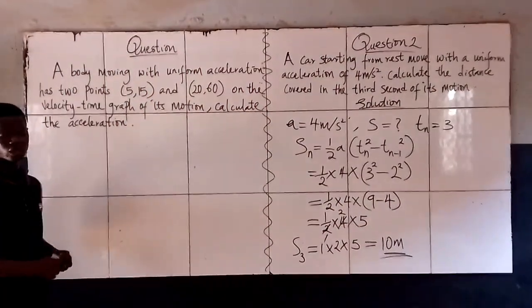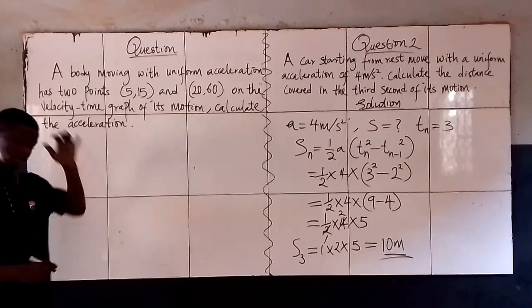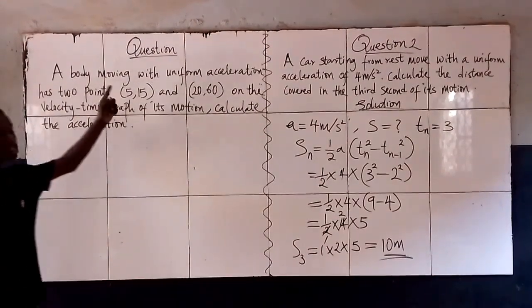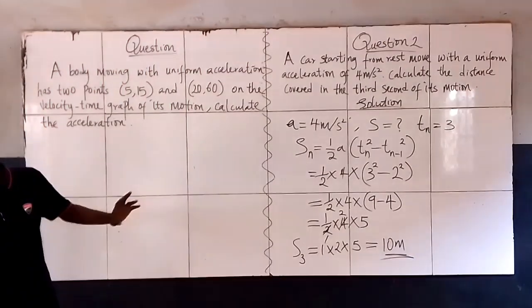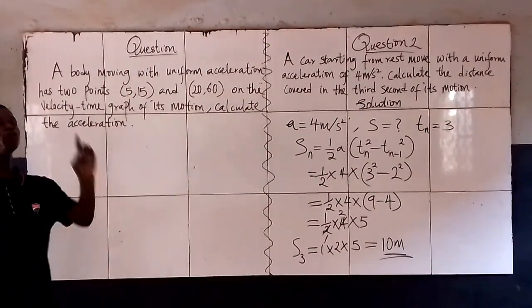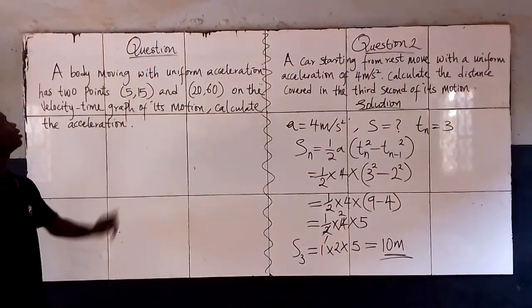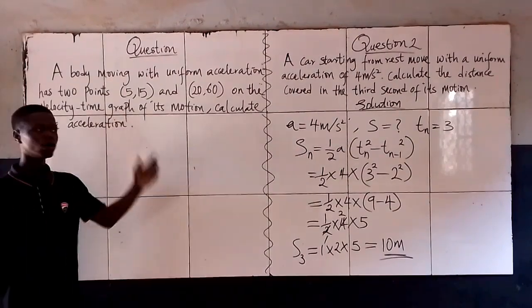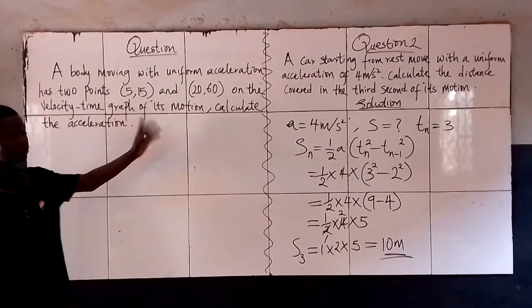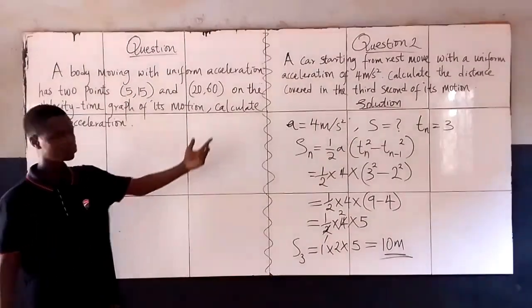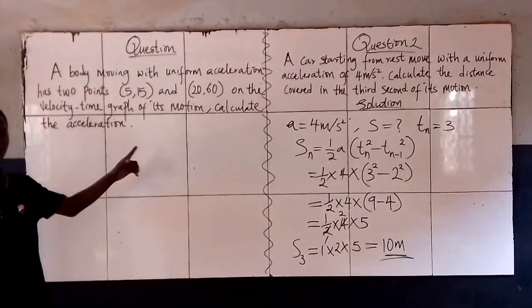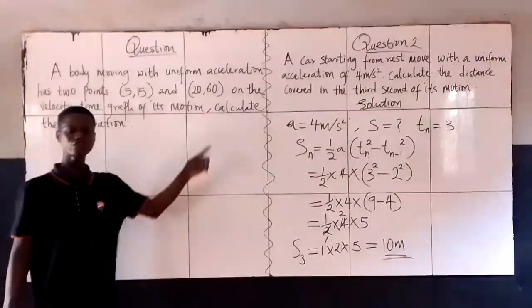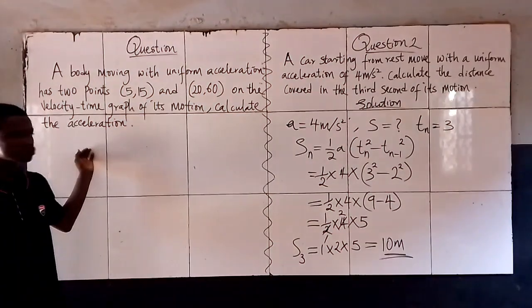Alright, this is the question I want us to solve. It simply reads, a body moving with uniform acceleration. That's why all of them are under equations of uniformly accelerated motion. Now, it has 2 points, 5, 15, first point, and what is the second point? 20, 60.